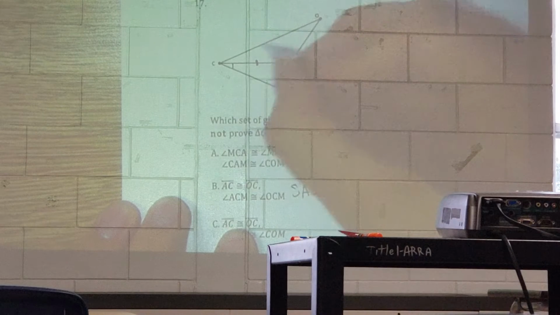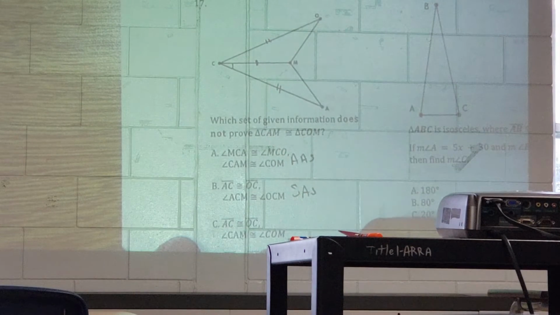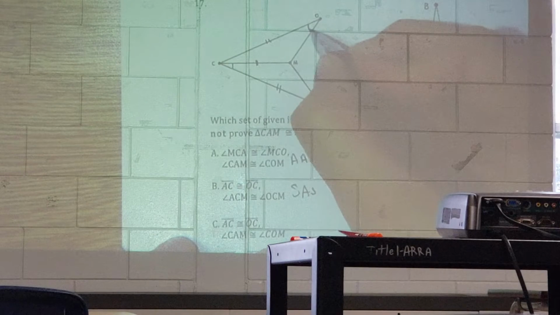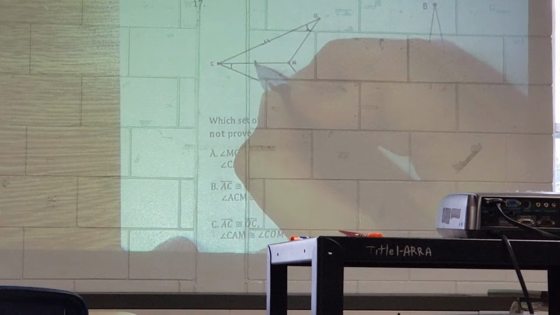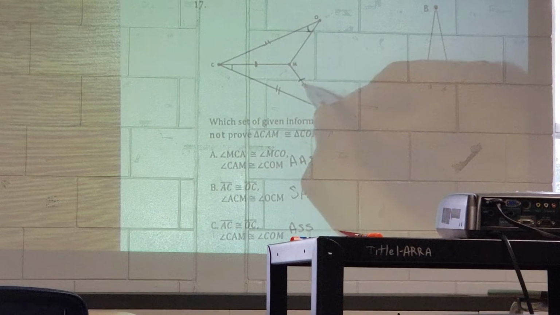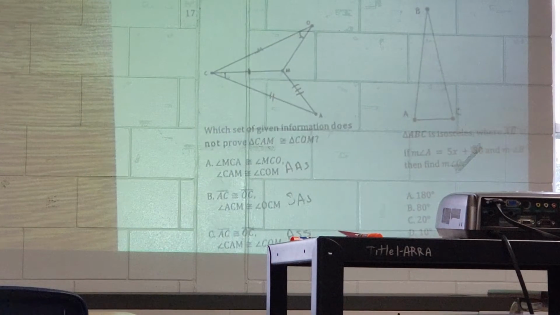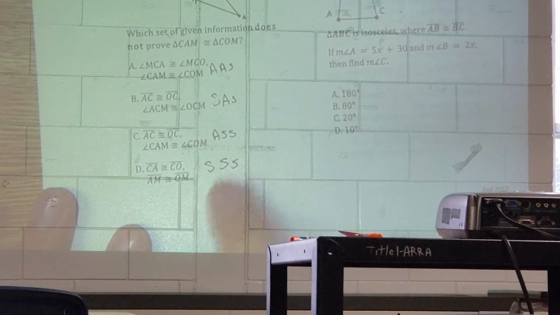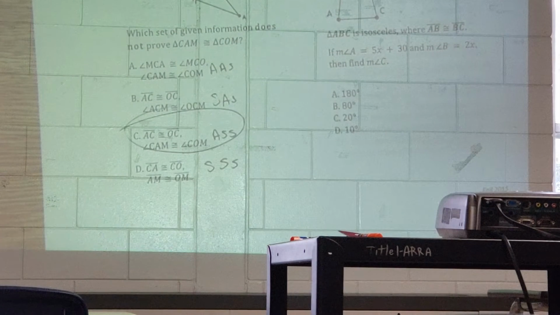OC, that's going to be this guy right here. And COM. Ooh, I think we might find it right here. Angle, side. That's the bad theorem. Let's double check though. This next one. CA is congruent to CO and AM. Well, those are both sides. So if I put this over here, that just proves it using SSS. I know you can't see that actually, sorry. SSS. So we know that C is the one that doesn't work because it's the ASS theorem.